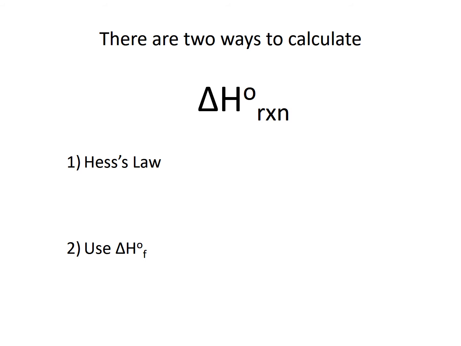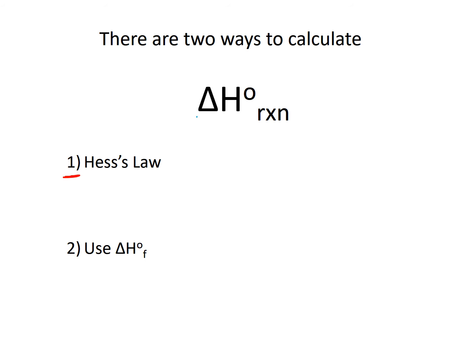Hello, I wanted to talk to you guys about how to calculate this delta H knot of a reaction two different ways, but I want to split this up into two videos. So for this video, I'm only going to be talking about Hess's Law. I'm going to switch to blue so it makes it a little bit easier. So there are two ways to calculate this delta H knot of a reaction.